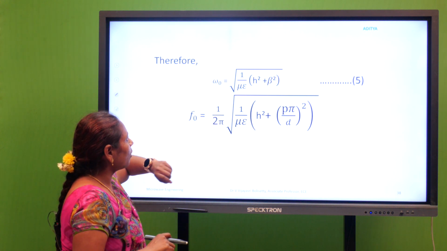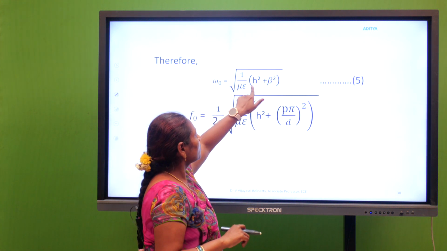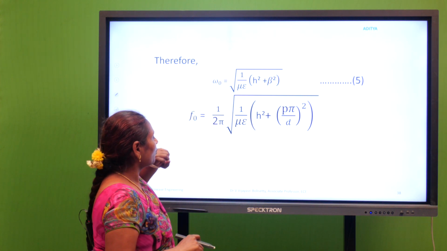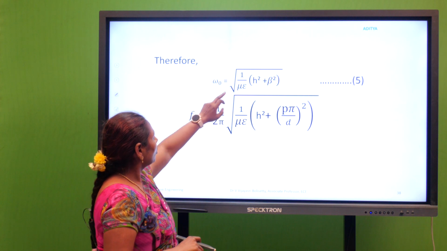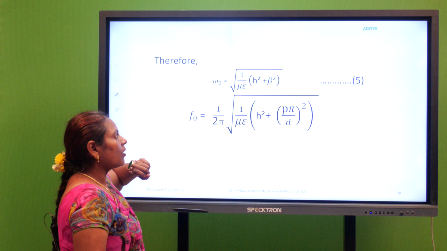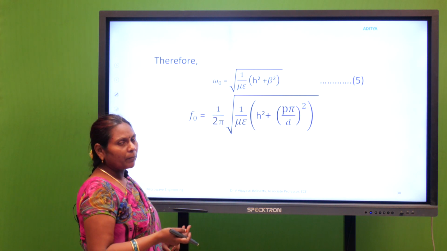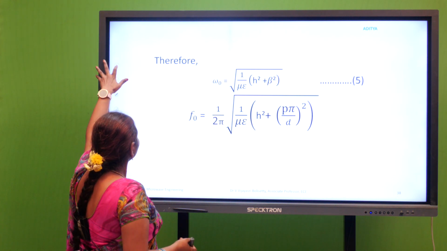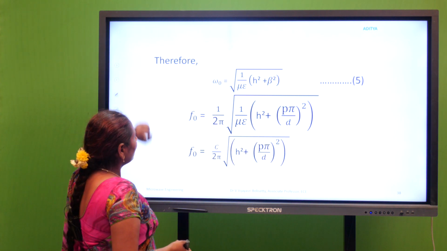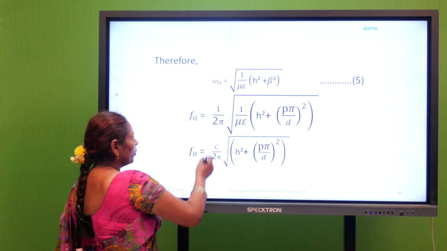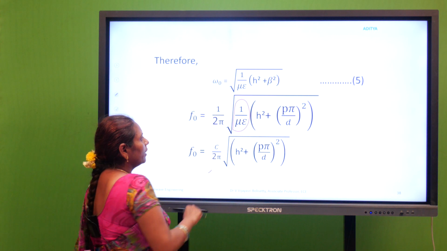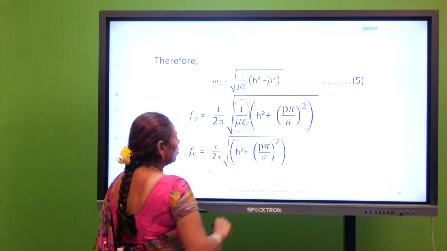Therefore omega naught is equal to root of 1 by mu epsilon times h square plus beta square, and from this we get f naught. F naught is equal to 1 by 2 pi root of 1 by mu epsilon times h square plus beta square, where beta we have already derived as p pi by d. Now we can write root 1 by mu epsilon as c. So f naught is equal to c by 2 pi times root of h square plus p pi by d whole square.